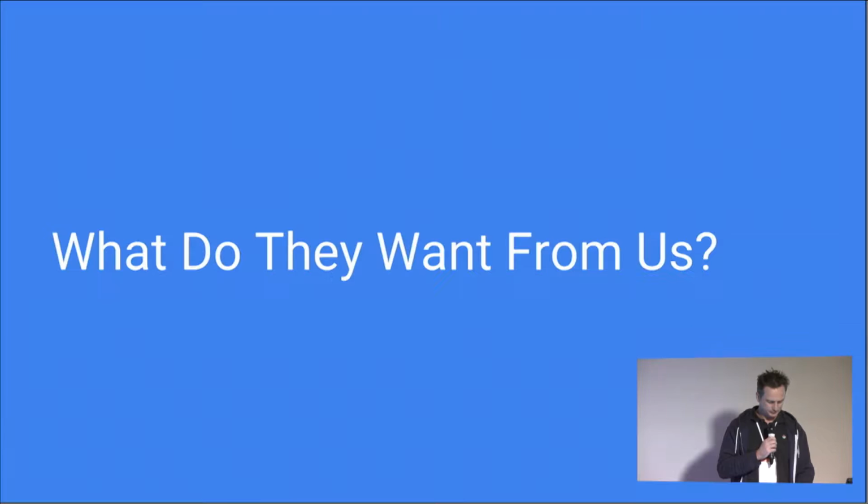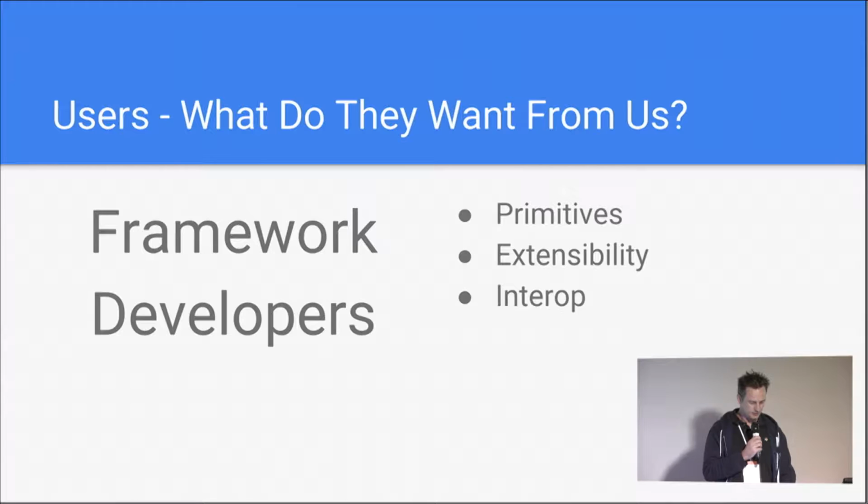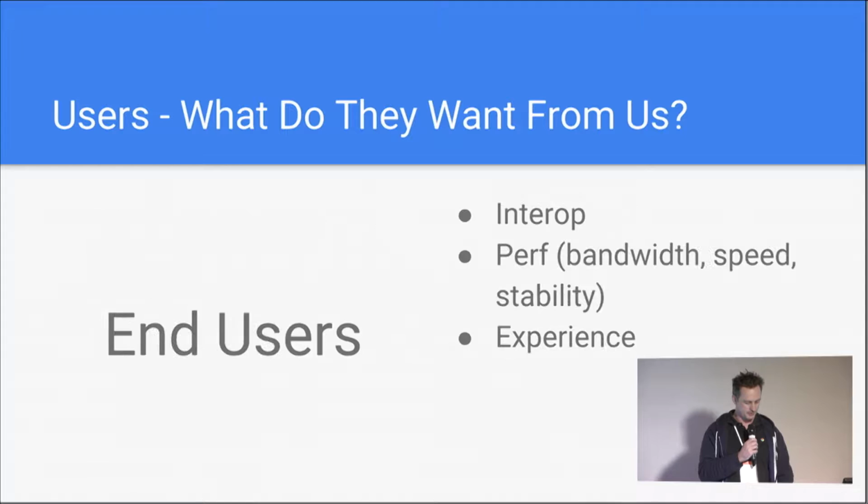So for web developers, they want predictability, debuggability, consistency, profilability, grokability, and communications. The framework developers, they want primitives, they want extensibility, and they want interop across browsers. End users, they want interop across browsers so the websites work, but they want performance, bandwidth, speed, stability, and they also want to have a good experience.